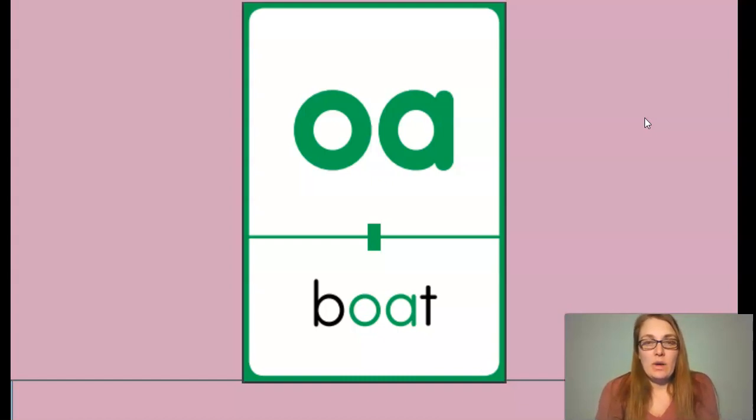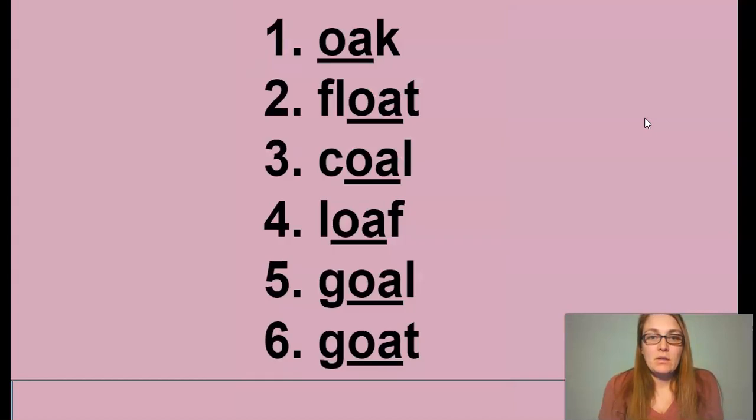If you look at the power bar, you'll see that it's very small. This is not the most common spelling, but if you see O-A together, it'll probably say O, and if you hear the O sound, it may be spelled O-A. Like in the words oak, float, coal, loaf, goal, and goat. Usually this is found in the middle of a word, but like in oak, it can be found in the beginning.